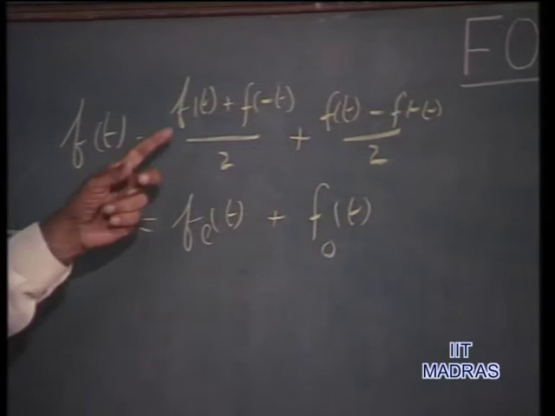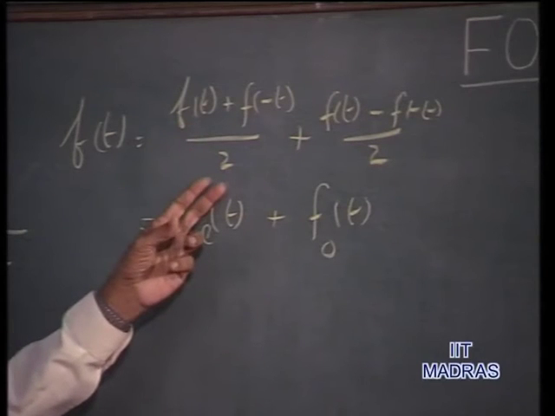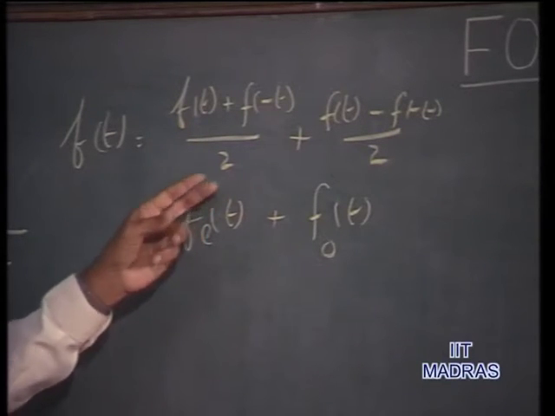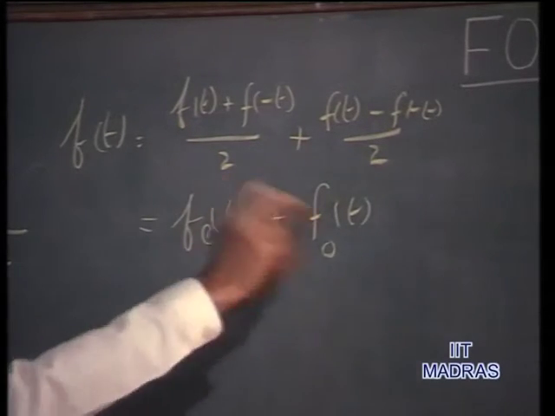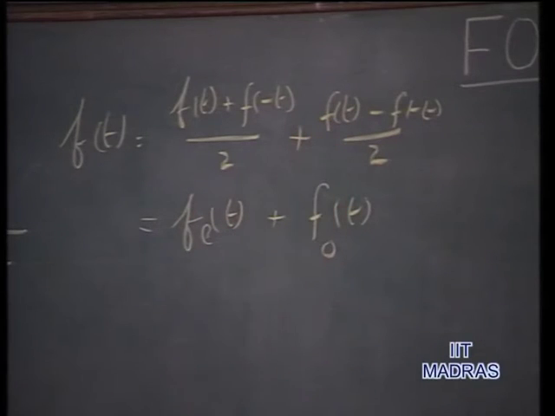Because when you change t for minus t, the value of this part remains unchanged. But if you substitute minus t for t, the value of this function gets reversed. Therefore, any f of t can be split up into its even part and odd part respectively in this fashion. And when you do that, sometimes you will find some additional symmetries which are not present in the original waveform. Let us see how this goes.